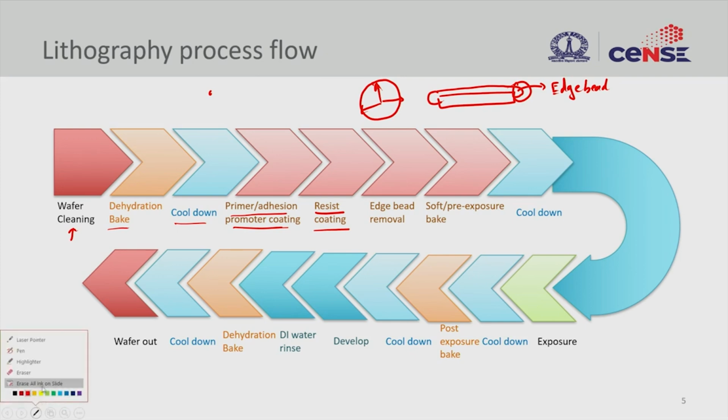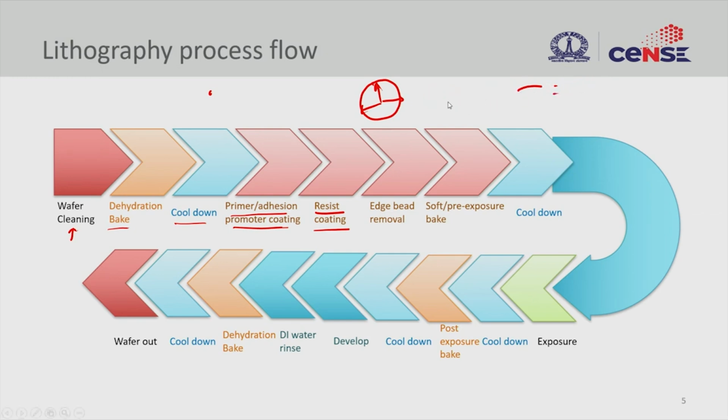And after edge bead removal, we will use a baking step in order to remove the solvent present in the coated material, right? There will be solvent, so we have to remove the solvent. That's why we bake this material, to remove the solvent. And then after baking, we will also cool it down, because baking always happens at high temperature. We want to bring the wafer to room temperature, and once it is cooled down, you will now expose, right?